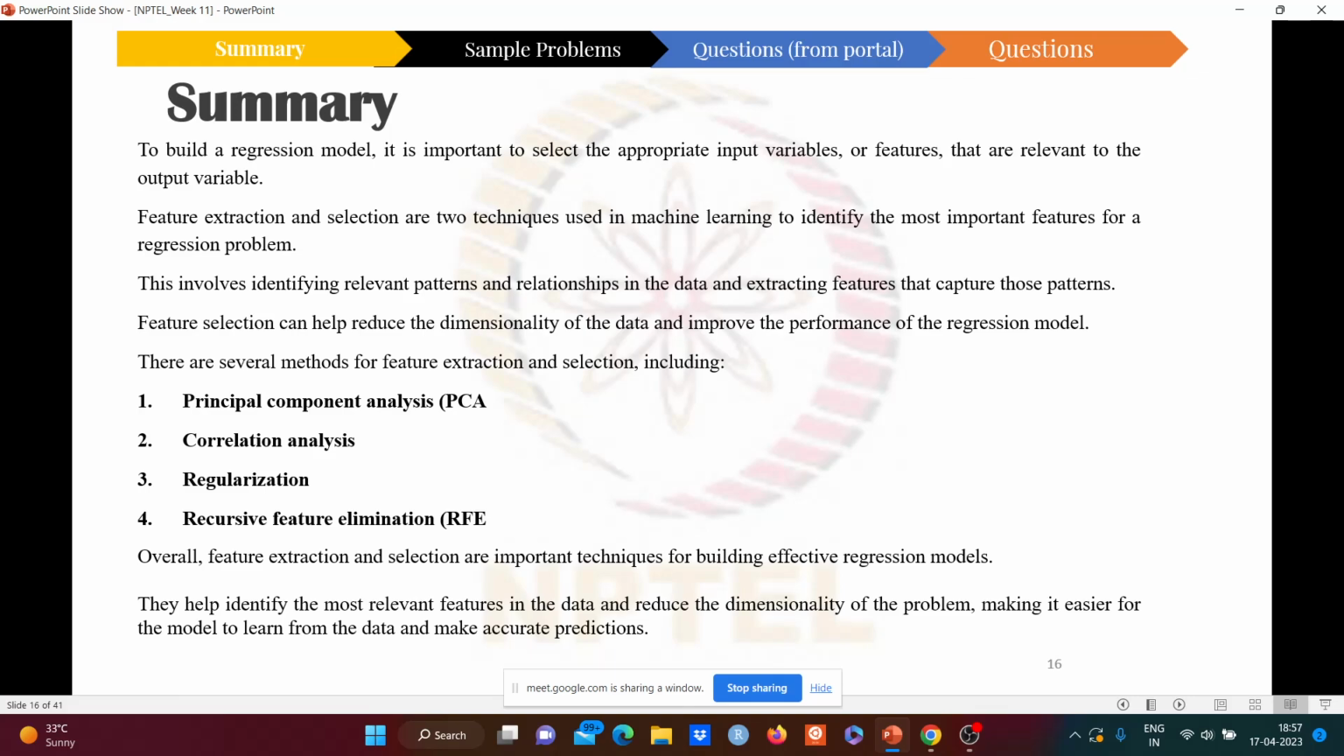And next, the widely used one is correlation analysis. So this will try to identify the features that are highly correlated to the output variable. Next is regularization and recursive feature elimination, where recursive feature elimination involves recursively removing the least important features. Okay, this feature is not important, I'm removing it.